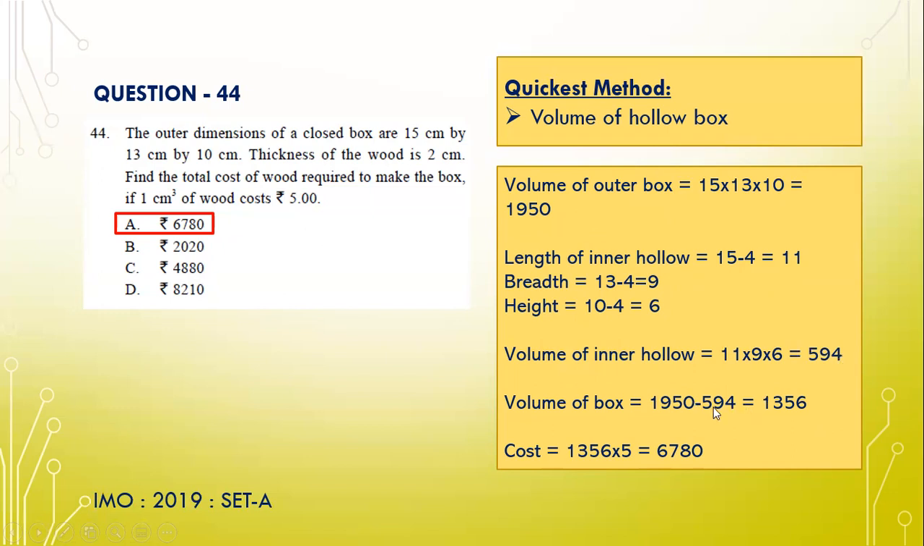1950 minus 594 is 1356. So the volume of the box is 1356 cubic centimeters. And what is the cost of 1 cubic centimeter of wood? It is 5 rupees. So the cost of 1356 cubic centimeters of wood will be 1356 into 5. 1356 into 5 is 6780 rupees.